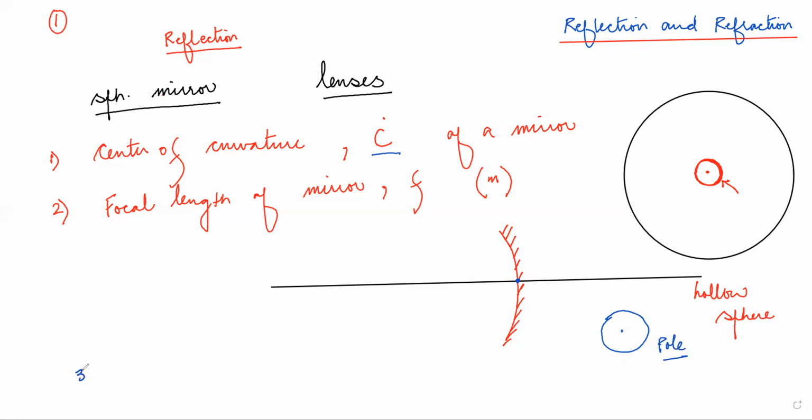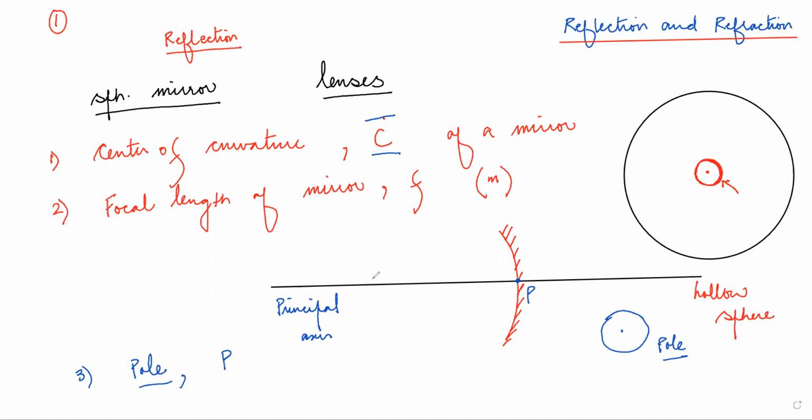One more definition. We should have done it first, but it's okay. The pole is also a point, just like the center of curvature. The pole is represented as P. So this point is P, and a line which is passing through the pole is known as the principal axis of the mirror.